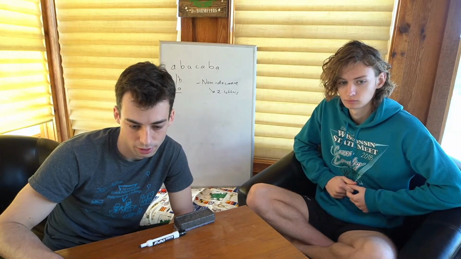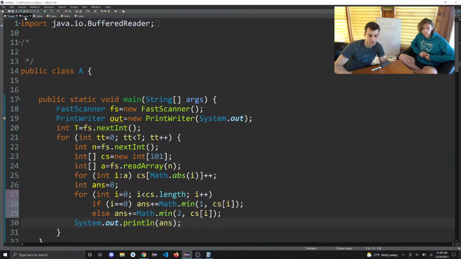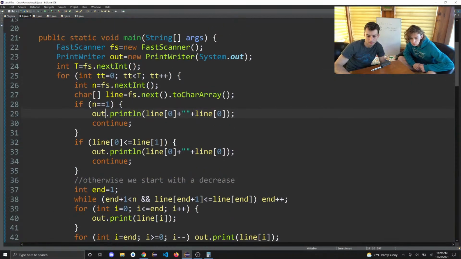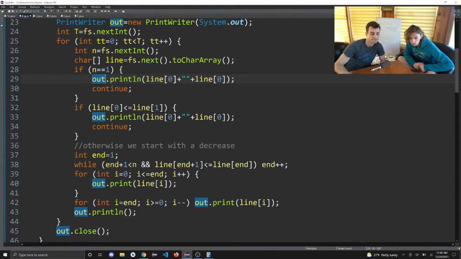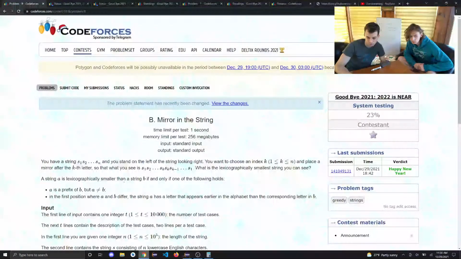I guess I'll show you the code real quick if you're particularly interested in that. So yeah, that's the idea. Okay, sounds good. So we'll talk about C real quick here. Next.